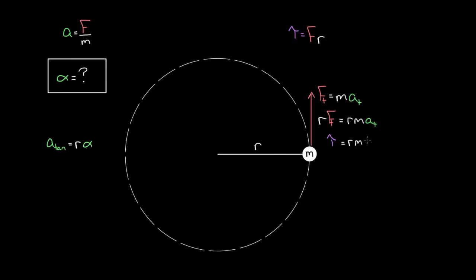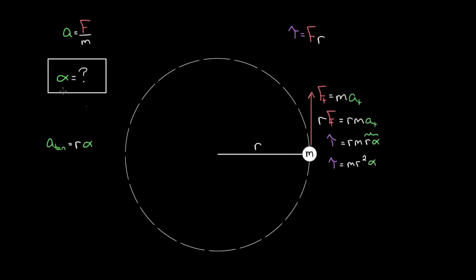I'm going to rewrite this side as r times alpha, because r alpha is the tangential acceleration. So this whole term right here was just tangential acceleration. And now look what we got. We've got torque is going to be equal to r times m times r times alpha. I can combine the two r's and just write this as m times r squared times alpha, the angular acceleration.